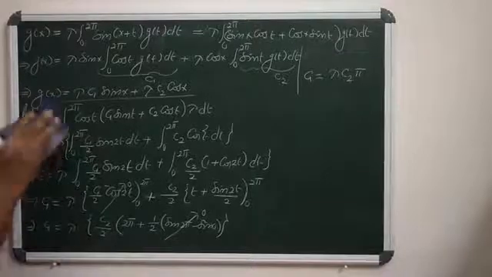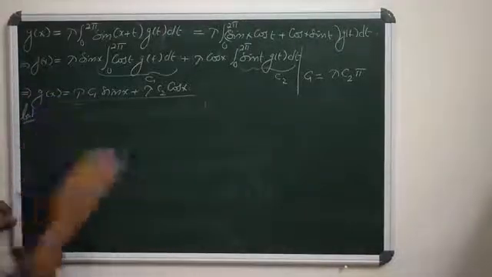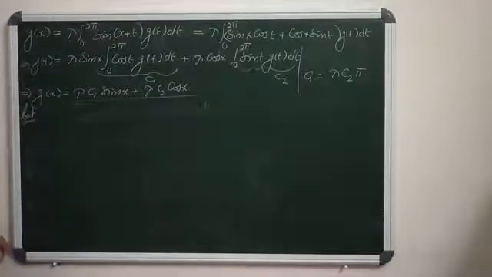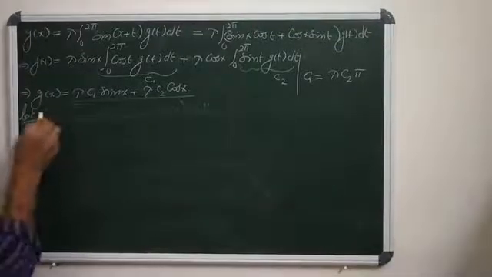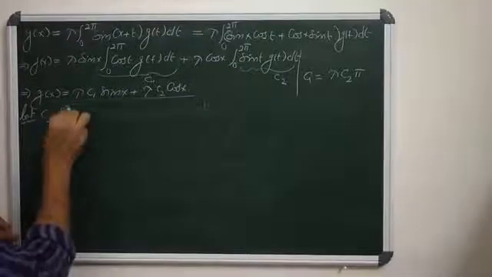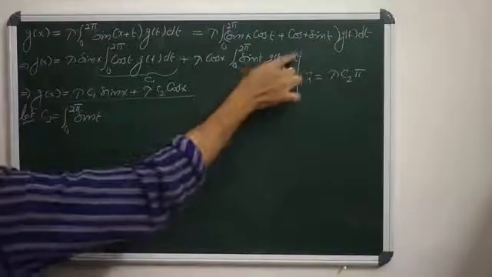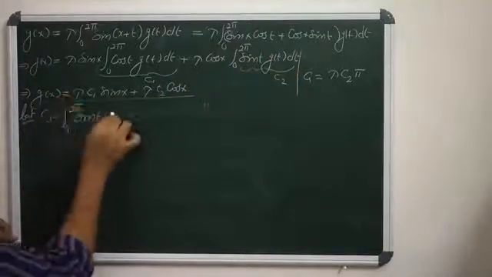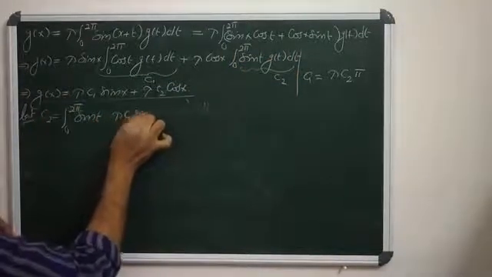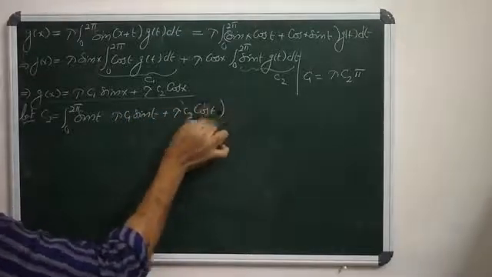Again, what is C2? By the same arguments, now consider C2. C2 equals the integral from 0 to 2 pi of sin t g of t dt. What is g of t? It is lambda C1 sin t plus lambda C2 cos t.